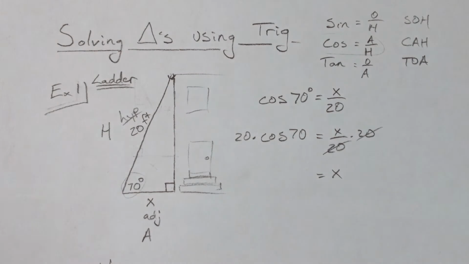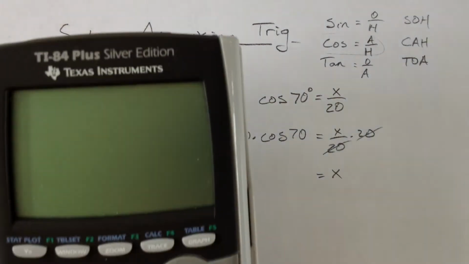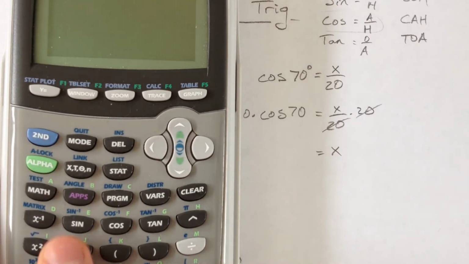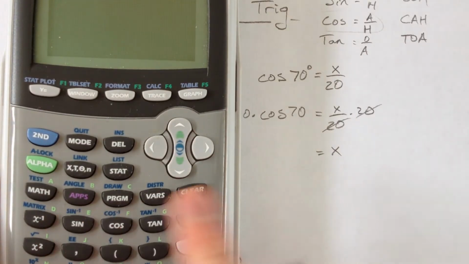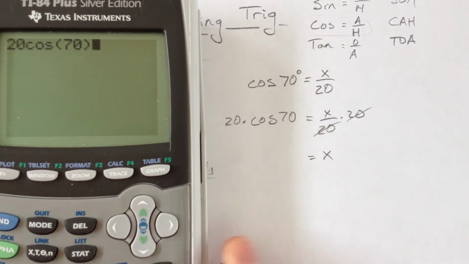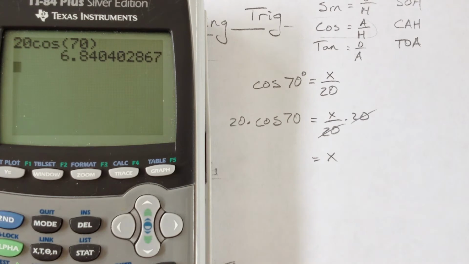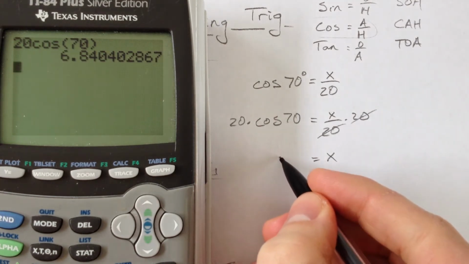And this is where you need your calculator. So I'm going to grab my calculator. I'm going to hit 20 times the cosine of 70. The cosine button is right here, along with the sine and tangent, and that's what all those buttons are about. So 20 cosine of 70, I'm going to hit enter. Now I got 6.8.